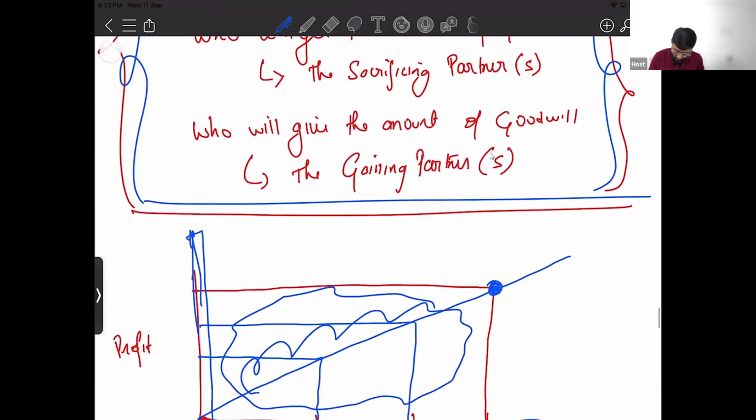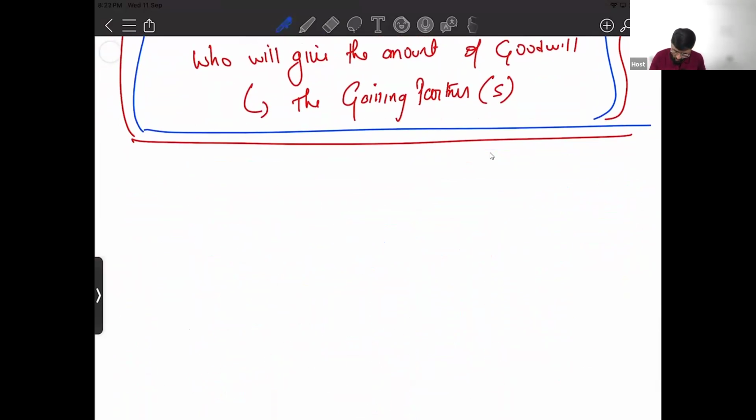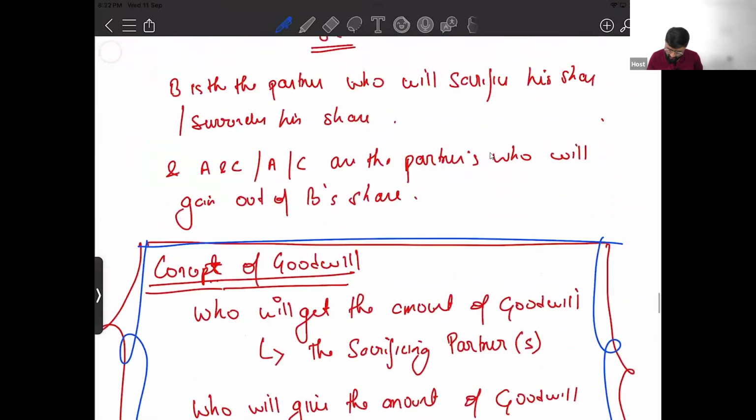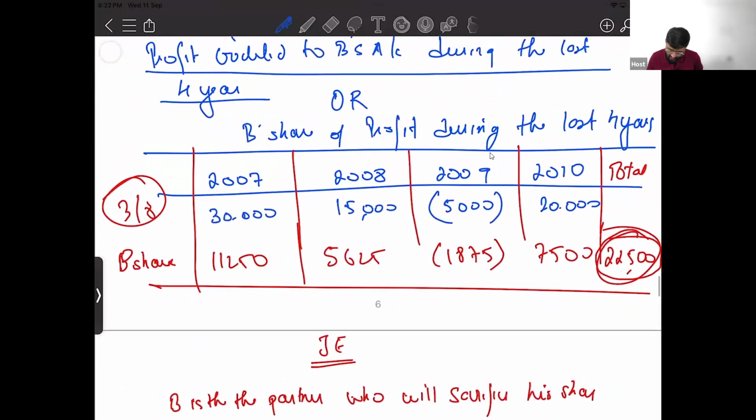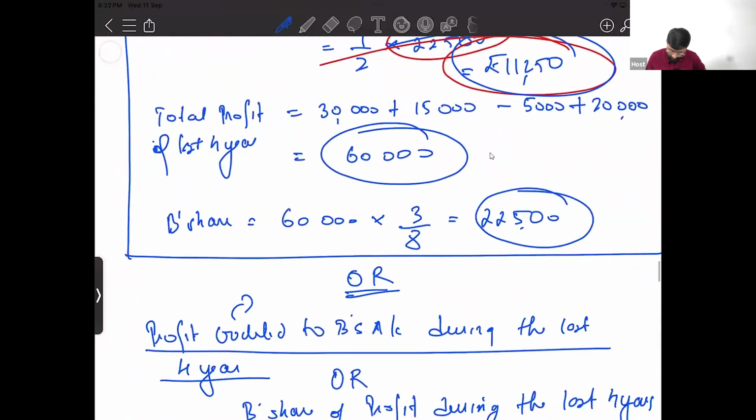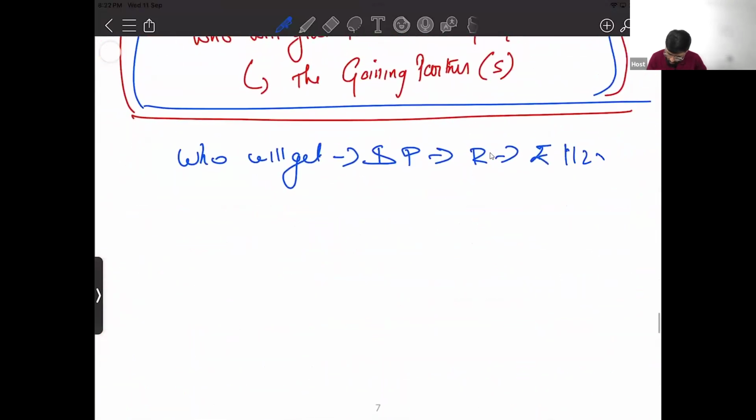Next, let's move to the journal entry. Who will get the sacrificing partner? B. And B can pick up the future profit sacrifice, which is 11250. So we will give him 11250.